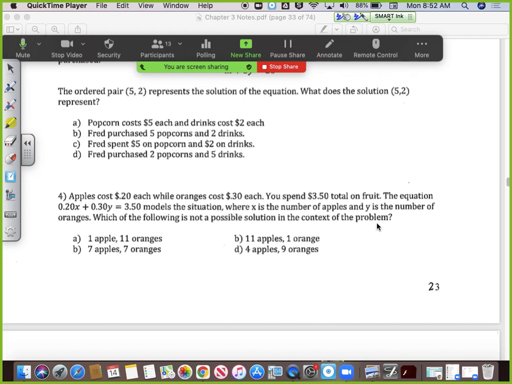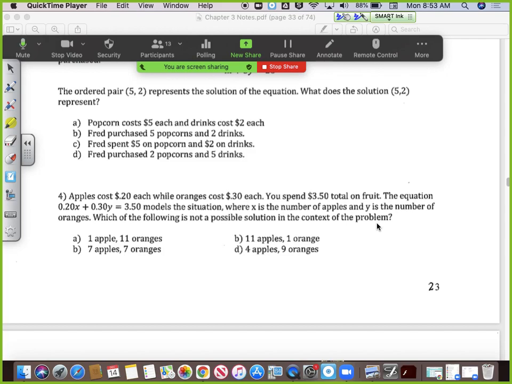So number 4 is the first one that's a little bit different. They're asking us to actually see which one is not a solution to the equation. So that means that we would have to take our calculators and replace all of these ordered pairs into the equation to see which one is the only one that does not work.